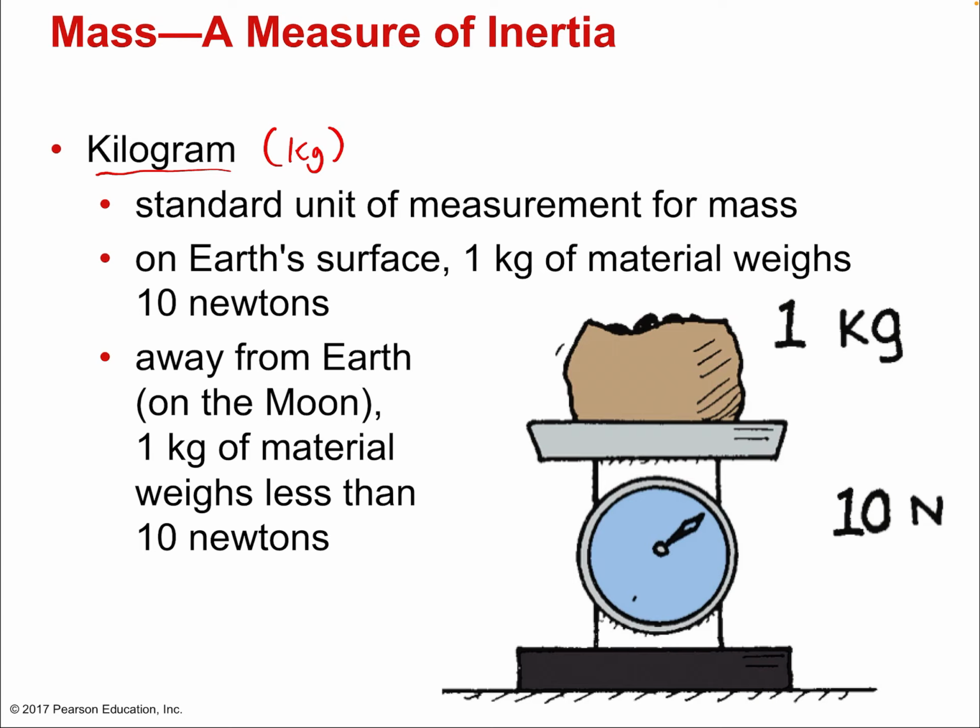On Earth's surface, 1 kilogram of material weighs 10 newtons. Yet that's specific to Earth because of our value of gravitational pull, which we call gravitational acceleration. Away from Earth, on the moon, 1 kilogram of material weighs less than 10 newtons. Why? Because the moon is smaller and it thus has less gravitational pull. Everything's lighter on the moon. Things have the same mass on the moon, but less weight.